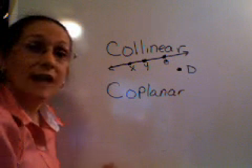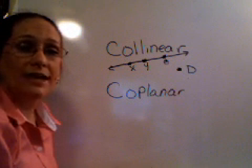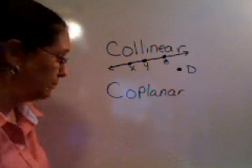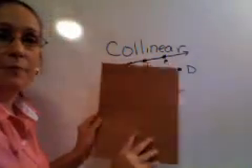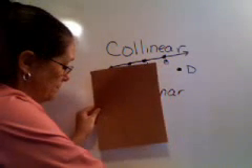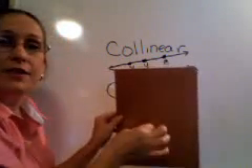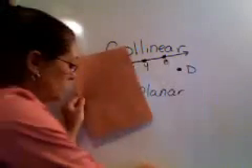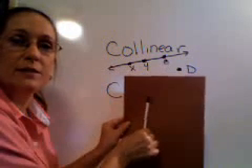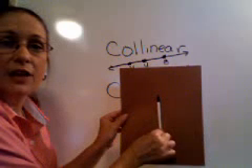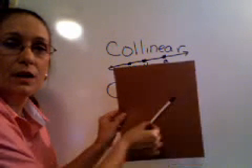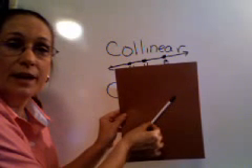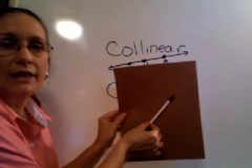Same thing with coplanar. Points or lines. Lines that are coplanar lie in the same plane. If this piece of paper represents a plane, and this represents a line. I don't know if you can see that very well. Let me try this pen. This pen's a little bit better. And this represents a line. All the points on that line lie in the same plane. If the line lies in the plane, then all the points on the line lie in the plane.